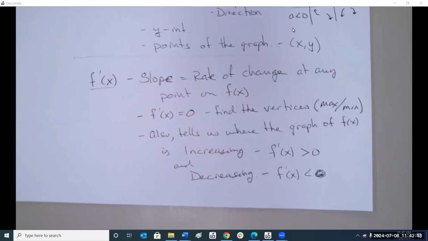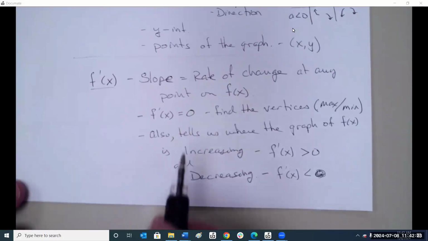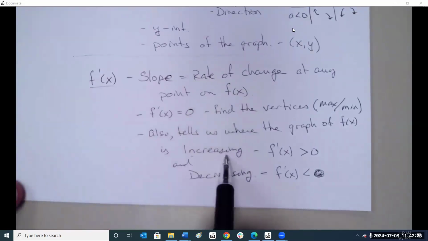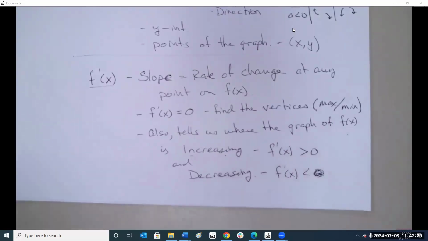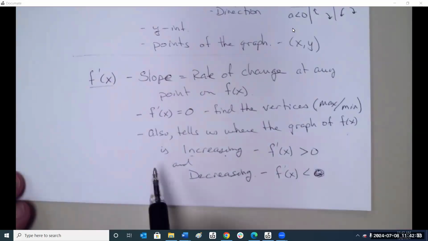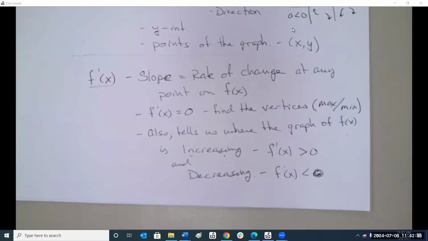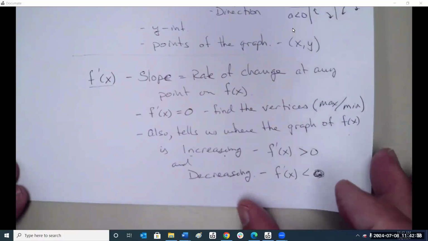Tells us where the graph of the original function is increasing? Well, the derivative is a slope. The function's increasing, the points of the graph are increasing. It just tells us if the graph in this interval is increasing or decreasing.